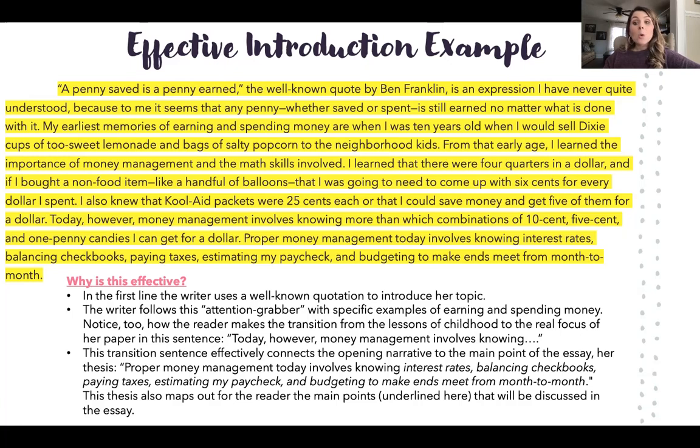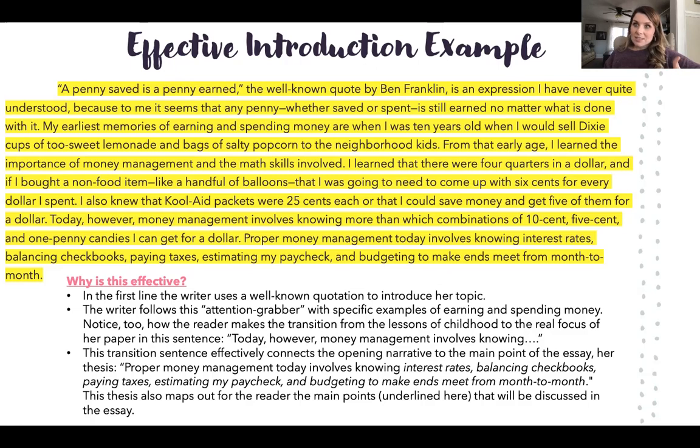I learned that there were 4 quarters in a dollar, and if I bought non-food items like a handful of balloons, that I was going to need to come up with 6 cents for every dollar I spent. I knew that Kool-Aid packets were 25 cents, or that I could save money and get 5 of them for $1. Today, however, money management involves knowing more than which combinations of 10-cent, 5-cent, and 1 penny candies I can get for $1. Proper money management today involves knowing interest rates, balancing checkbooks, paying taxes, estimating my paycheck, and budgeting to make ends meet from month to month.